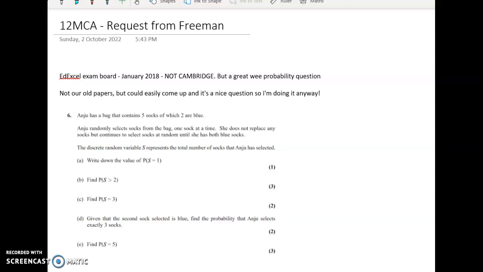This is a request from Freeman for a stats question that's not from the Cambridge exam board. It's actually from an EdExcel paper, and it's a really lovely probability question. Even though it's not from an old Cambridge paper, it could easily come up in our exam board, and it's a nice question. So I'm going to go through it pretty slowly.